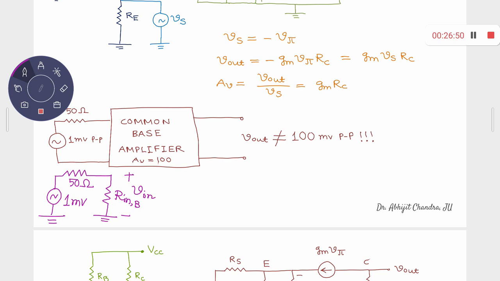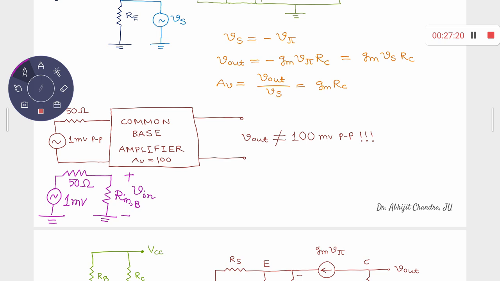And then you have the next stage of amplification. So what is the amount that is coupled at the input of the amplifier? You have this V in. This V in is coupled. That is basically the V pi. Because of this V in, some voltage dependent current source will be there, gm V pi in that form, and that current flows to RC, and then the output is developed.